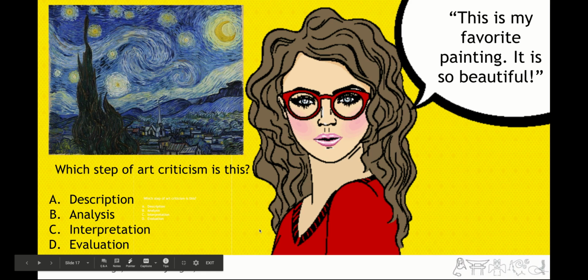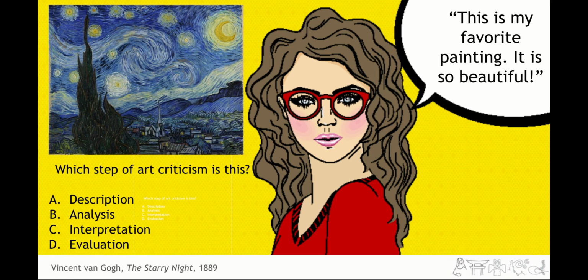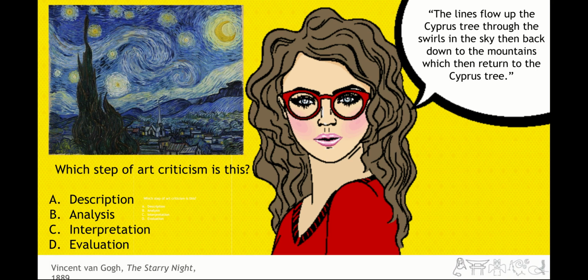I would say that the better way to evaluate this, though, would be to use specific examples from the artwork. So instead of "it's so beautiful," maybe the way the artist painted the sky is so beautiful. It's very specific from the artwork. The lines flow up from the cypress tree through the swirls in the sky, then back down to the mountains, which then return to the cypress tree.